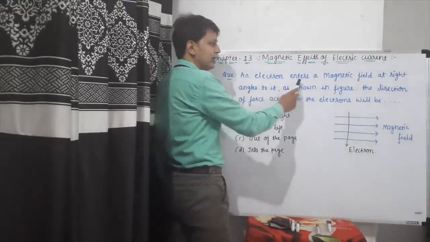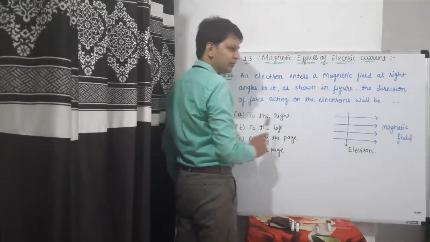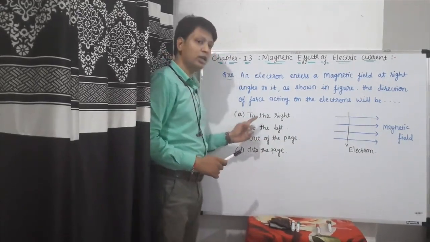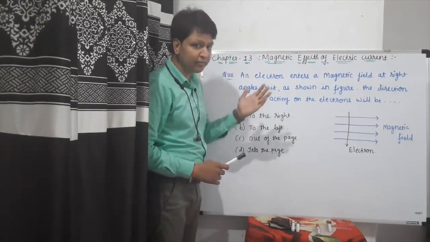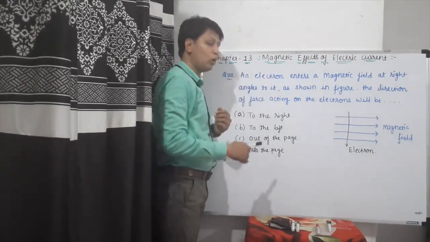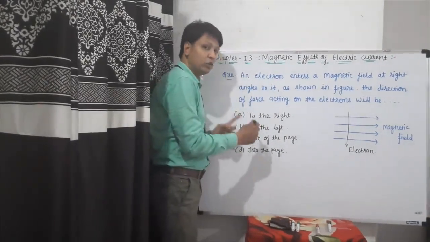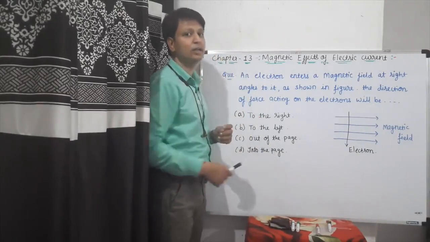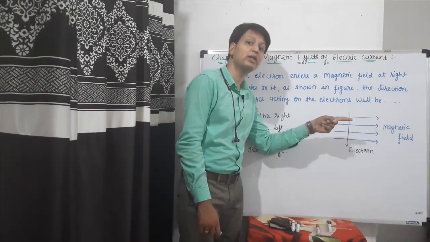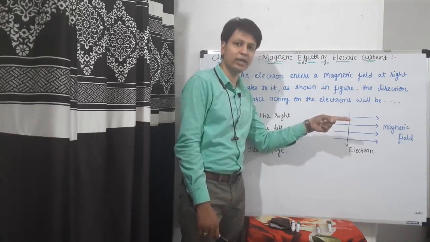An electron enters a magnetic field at right angle to it, as shown in the figure, and the direction of force acting on the electron will be what? Whether it will be towards right or left or out of the page. For me, it is out of the board or inside the board. If you are writing in your notebook, then for you it will be out of the page or inside the page. Now I am using my left hand, my finger is pointing in the direction of magnetic field, as magnetic field is a vector quantity.